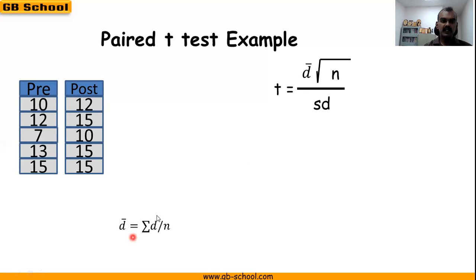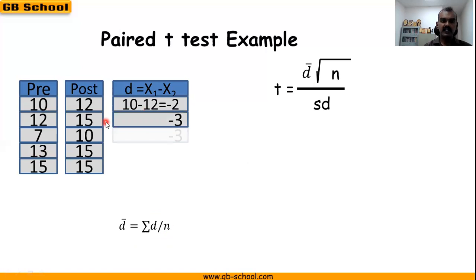So what is d bar? Sum of d by n. What is d here? d is nothing but the difference between x1 and x2, that is, d is x1 minus x2. So here 10 minus 12 is minus 2, then minus 3, here also minus 3, here minus 2, and 0.